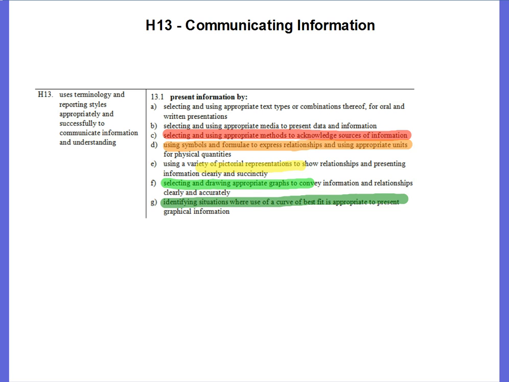The next part of the skills section is H13, communicating information, and the key skills I'm highlighting here are, first of all, appropriate methods to acknowledge sources of information. That's to be able to write a proper reference. We practiced that when we looked up some of the esters and their uses, and we wrote down proper references from internet and book sources.